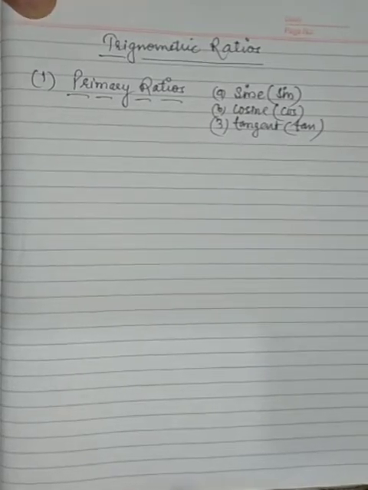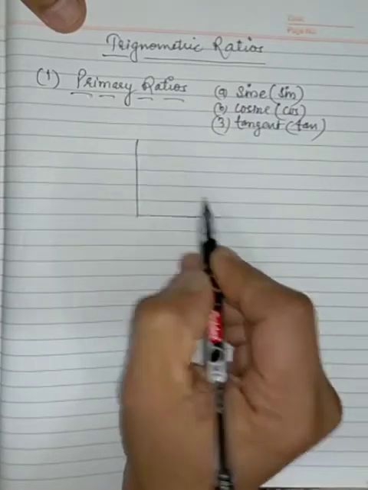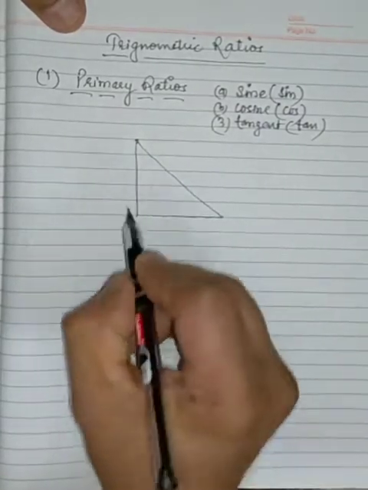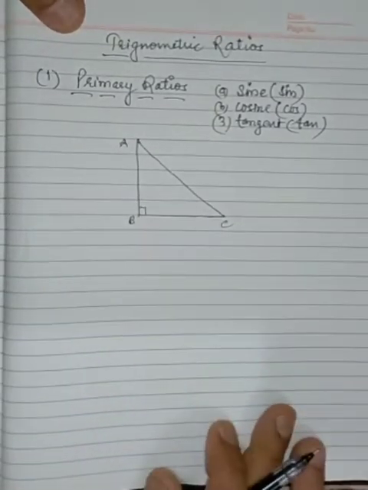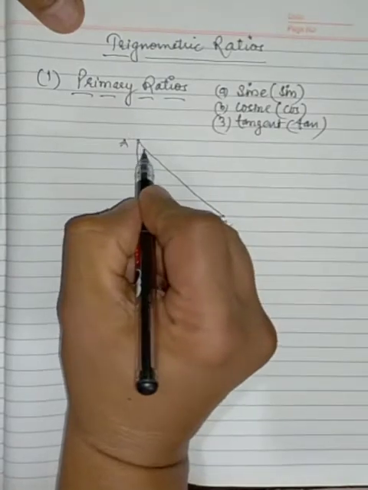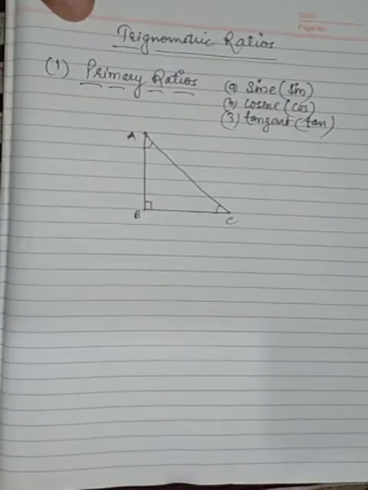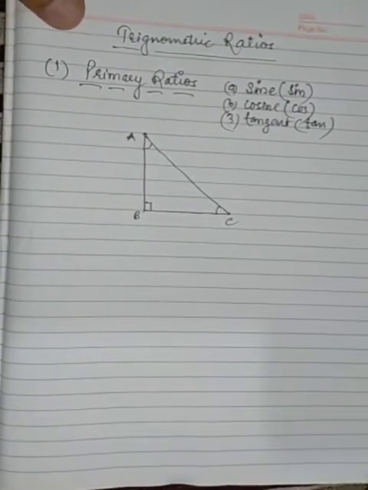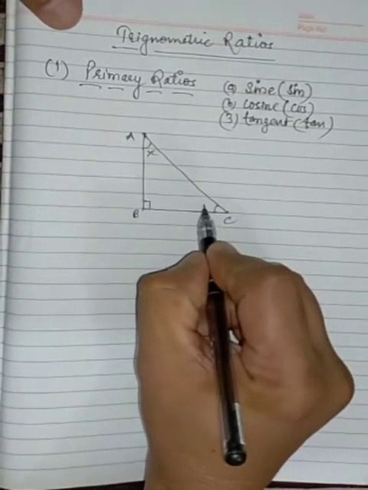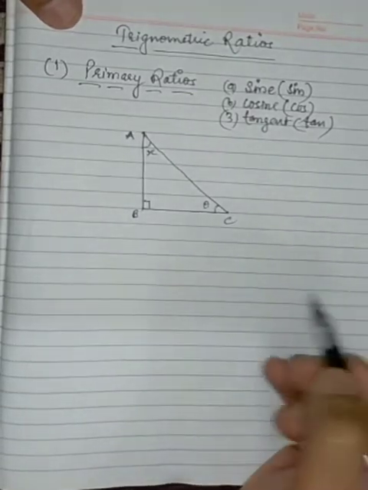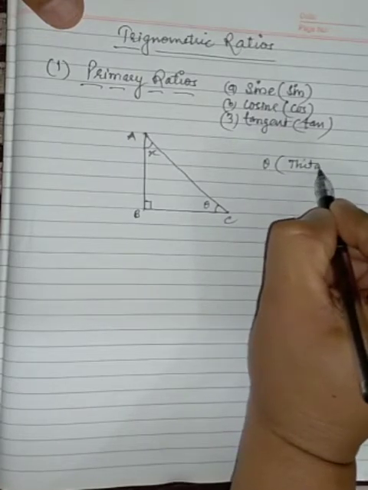For this we will define one right angle triangle, let it be ABC, in which angle B is 90 degrees and angle A and angle C are unknown acute angles. Let us define two angles here. One is X and the other is theta. Theta is a new angle for you. It is called theta, T-H-E-T-A.